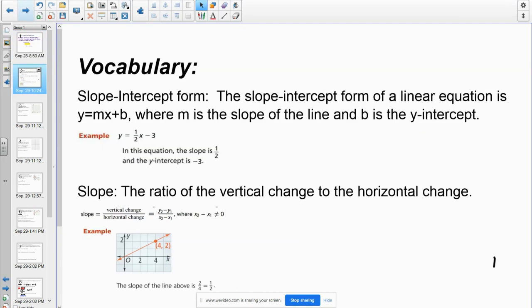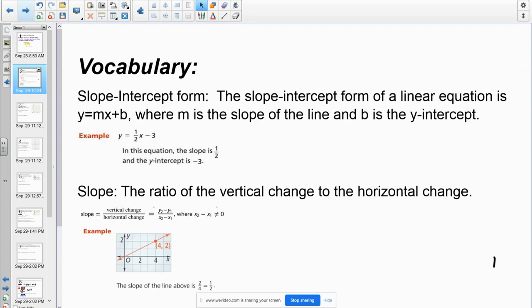Some vocab words. If you pause the video, write these down as we go through them. Slope-intercept form. Slope-intercept form of a linear equation is y equals mx plus b, where m is the slope of the line and b is the y-intercept of the line. So exactly what I just talked about.